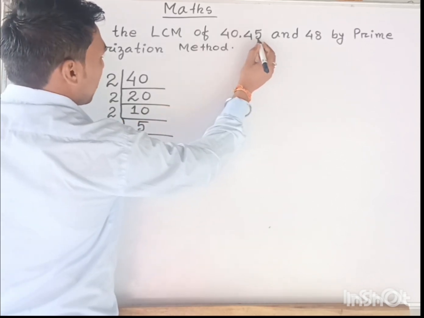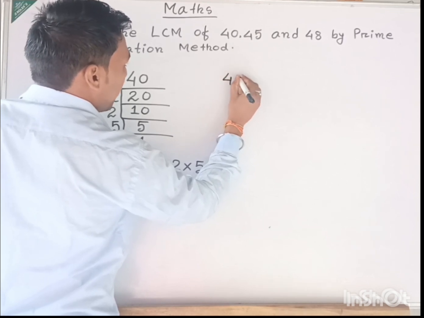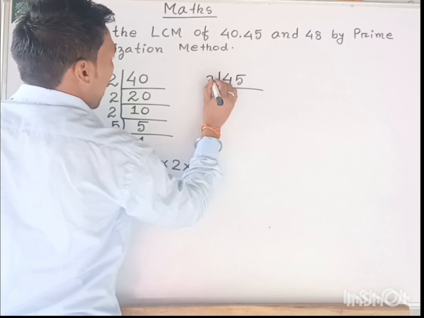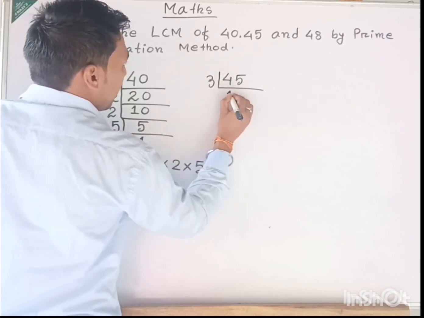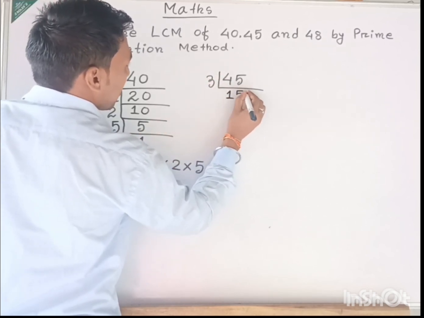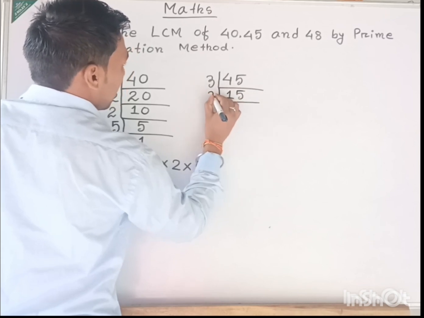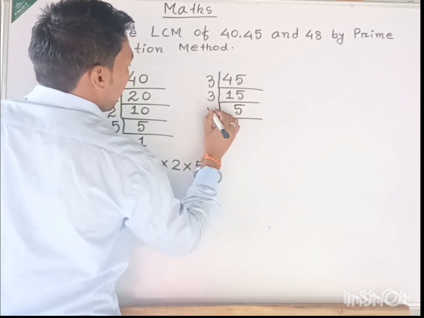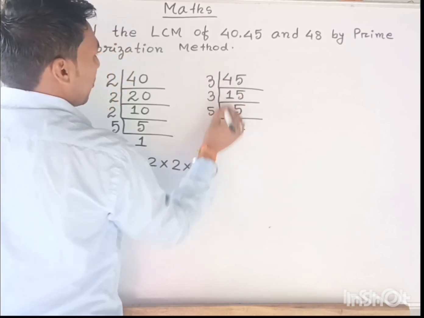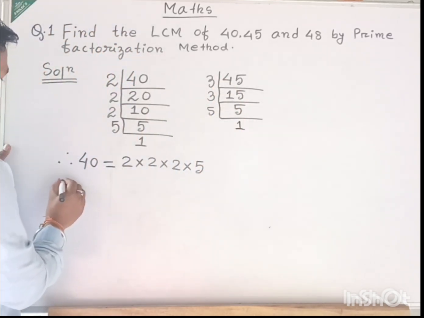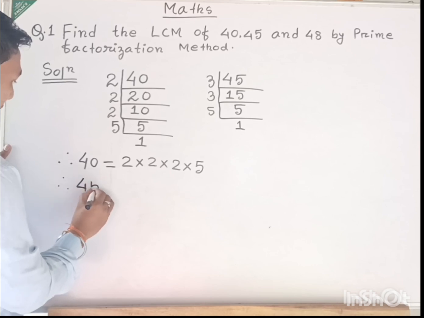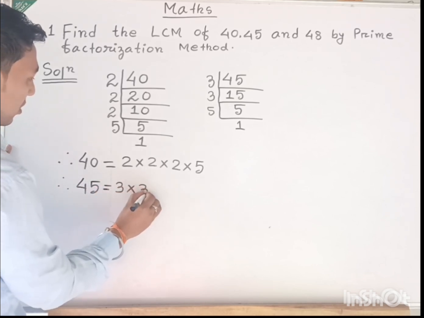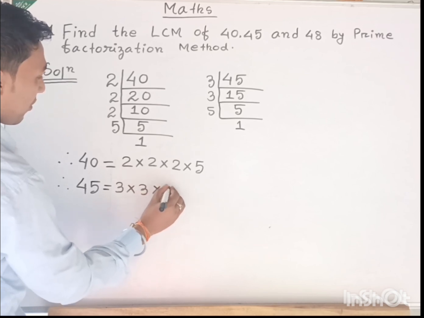Now I'll find the factors of 45 by using the prime factorization method. 45 is divisible by 3, and 3 is a prime number, so I'll use 3 here. 3 15s are 45, 3 5s are 15 and 5 ones are 5. So write the factors of 45. Therefore 45 equals 3 into 3 into 5.